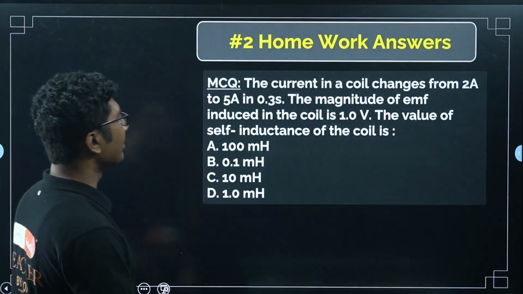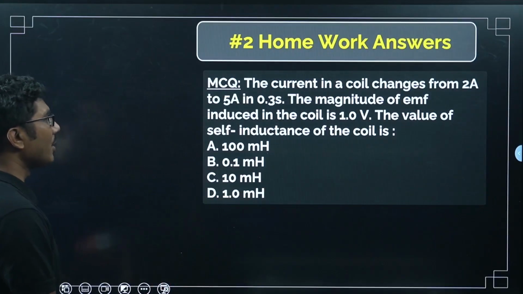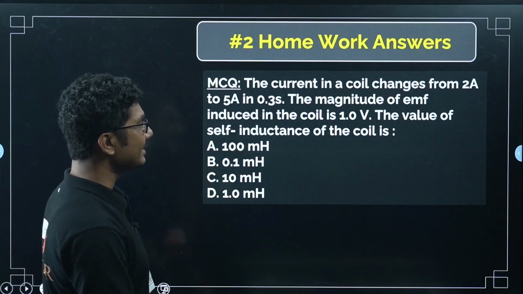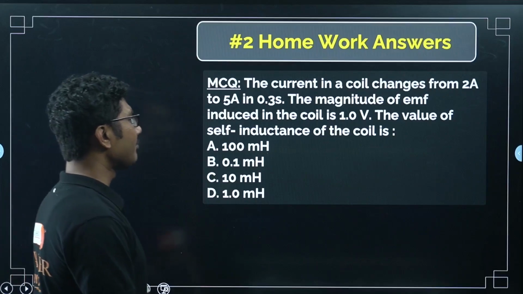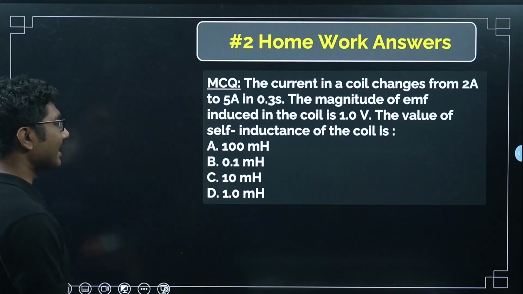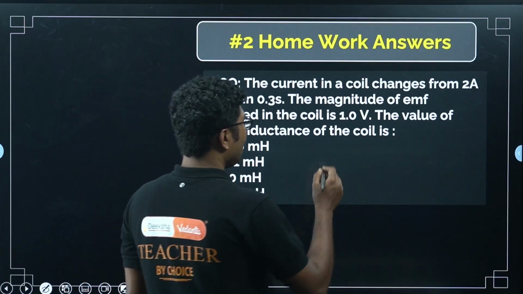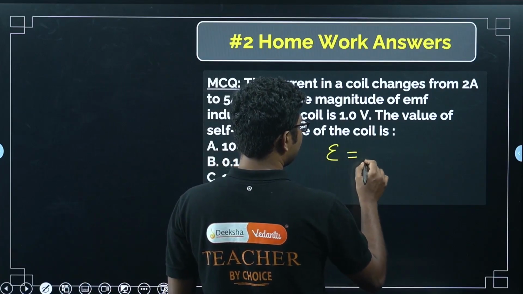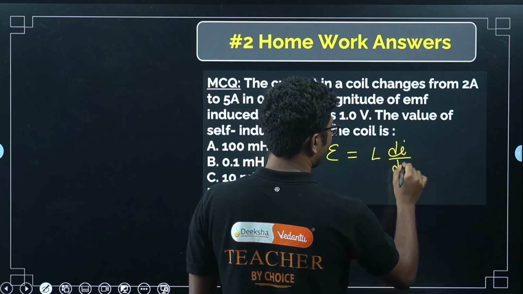Now let's look into the next problem. A current carrying coil changes from 2 ampere to 5 ampere in 3 seconds. I think I have solved a similar problem. The magnitude of EMF induced in the coil is 1 volt. The value of the self inductance of the coil is? So now we know that induced EMF is L di by dt, right?